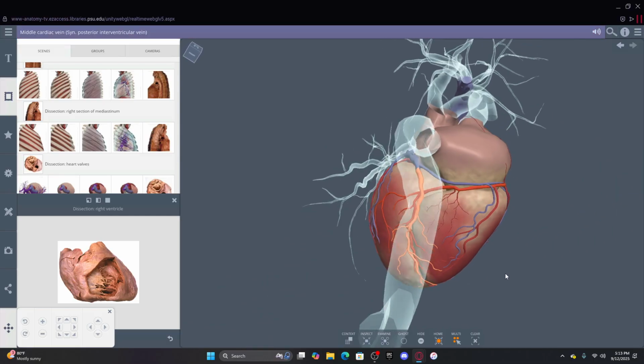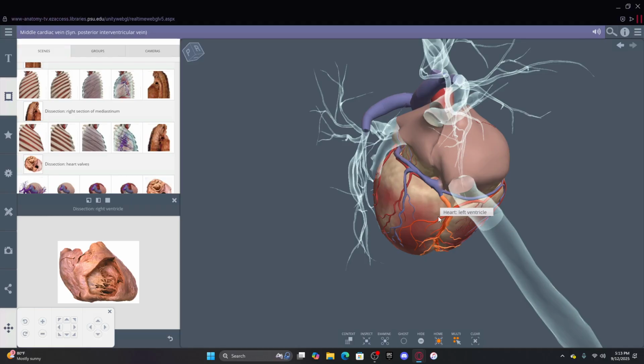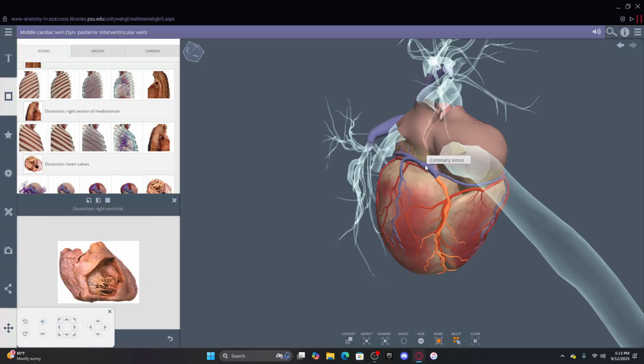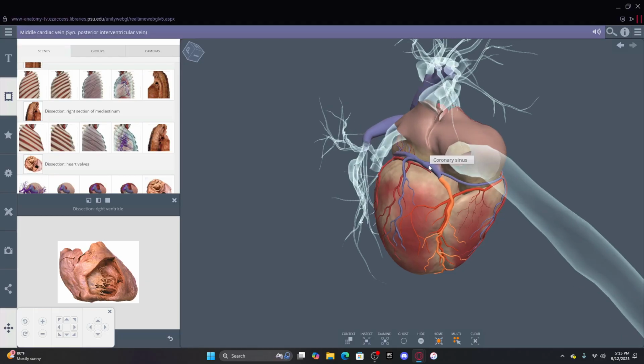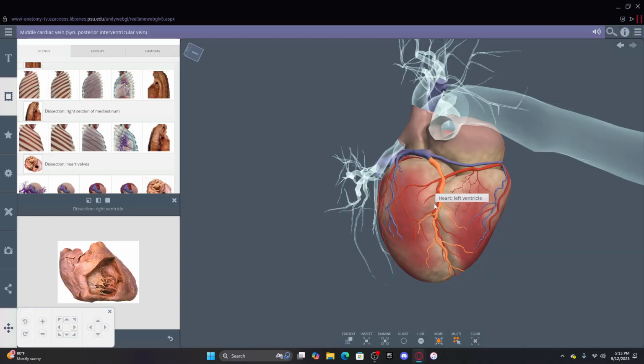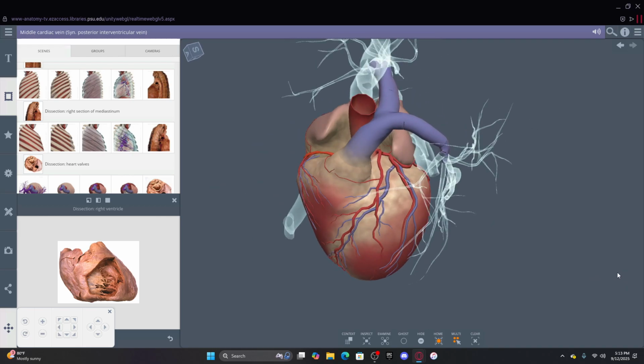One thing I want to stress about the middle cardiac vein is that it's draining into the coronary sinus, right? So this is the coronary sinus, and the middle cardiac vein is draining into it. Makes sense. So the middle cardiac vein runs with the posterior interventricular artery, right?